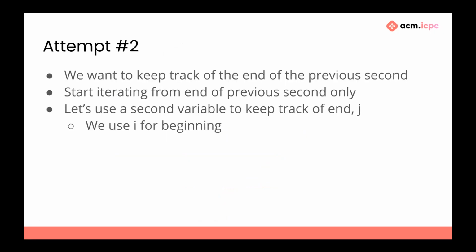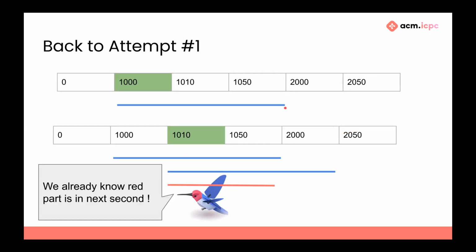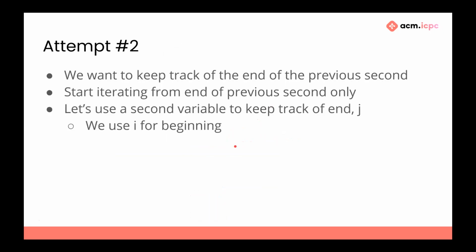So the way we can do that is by keeping track of the end of the previous second. So if we keep track of the end of the previous one, which was 2000 in this case, once we start checking for 2010, we can just start counting from 2000 instead of having to check from the beginning. So to do that, we can use a second variable called j to keep track of the previous second's end. And then once we want to consider a new start time, we only start incrementing from the end of the previous one. So we only start incrementing from where j left off.